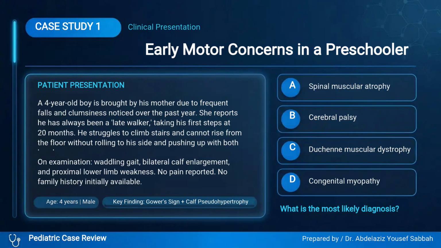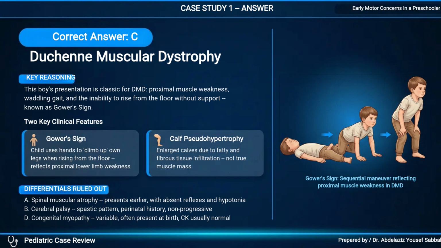What is the most likely diagnosis? Option A, spinal muscular atrophy. Option B, cerebral palsy. Option C, Duchenne muscular dystrophy. Option D, congenital myopathy. The correct answer is Option C, Duchenne muscular dystrophy.